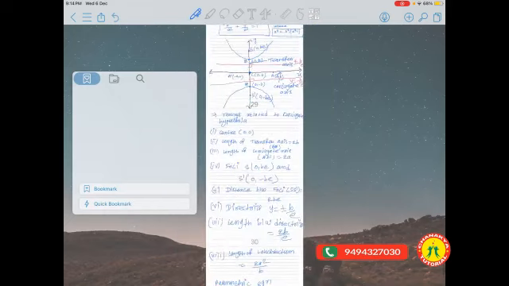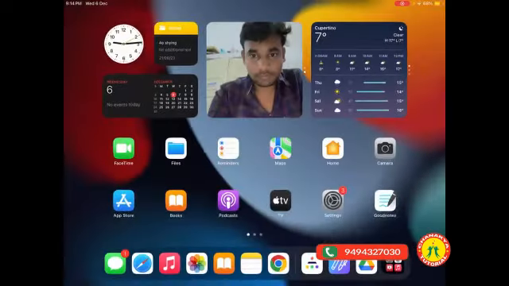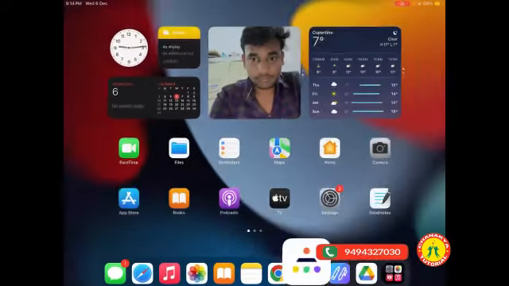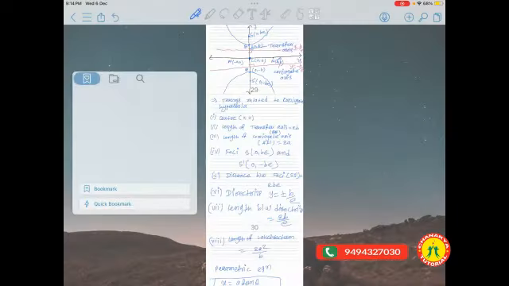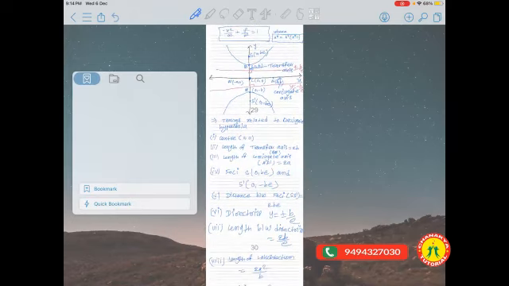Everything is clear? If any doubt, you can ask. Samita, any doubt? The terms related to the conjugate hyperbola are similar to the hyperbola, with the only difference being the axis rotation: the conjugate axis becomes the transverse axis. So the terms are changed. The focus is a comma 0 for the hyperbola, but here the foci are 0 comma b and 0 comma minus b. If any doubt, you can ask.